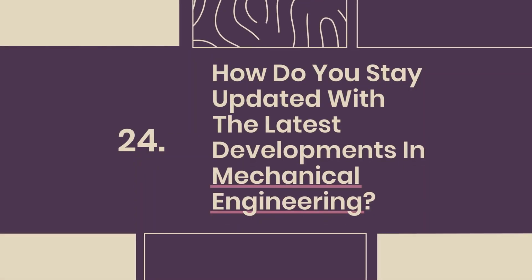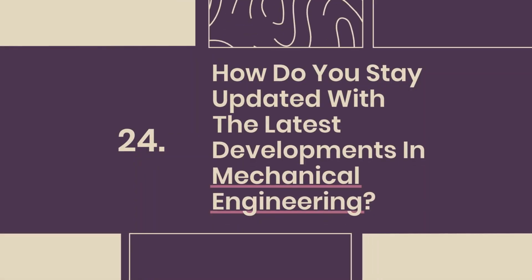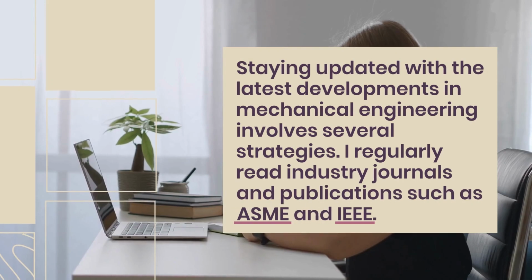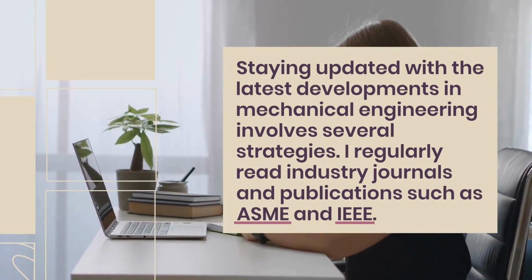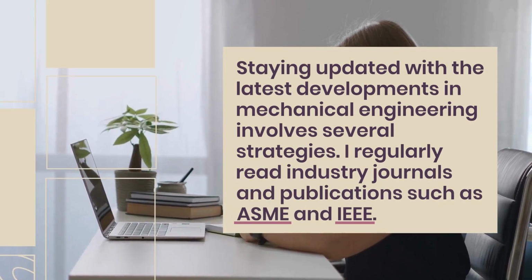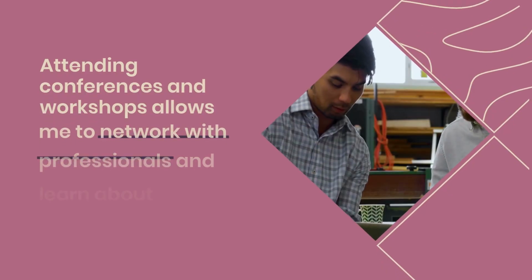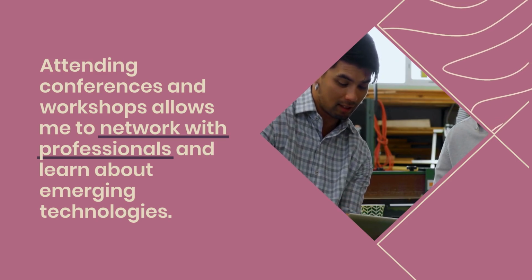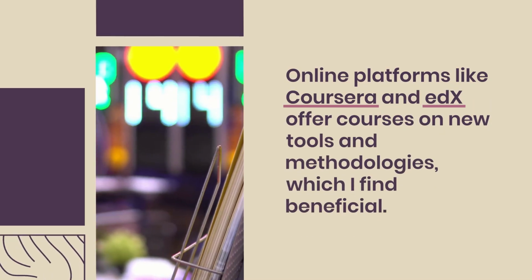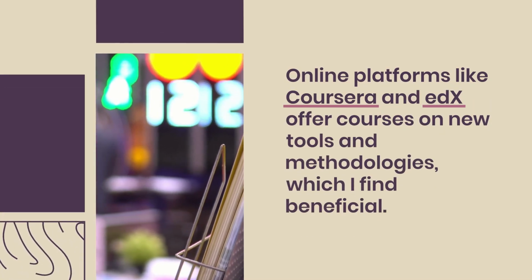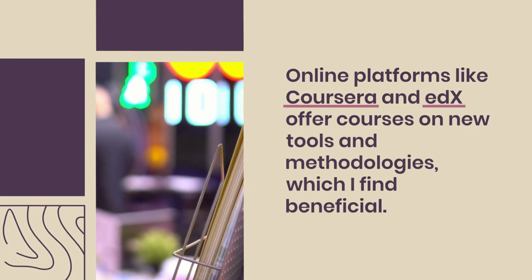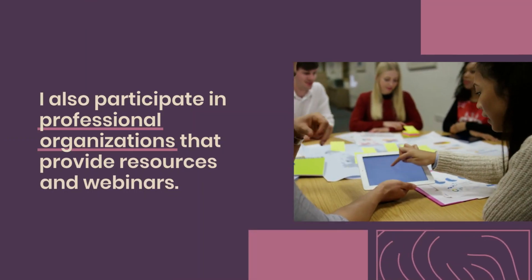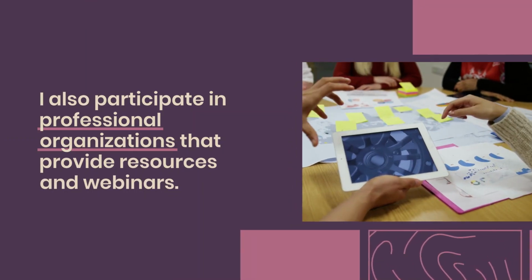24. How do you stay updated with the latest developments in mechanical engineering? Staying updated with the latest developments in mechanical engineering involves several strategies. I regularly read industry journals and publications such as ASME and IEEE. Attending conferences and workshops allows me to network with professionals and learn about emerging technologies. Online platforms like Coursera and edX offer courses on new tools and methodologies, which I find beneficial. I also participate in professional organizations that provide resources and webinars.